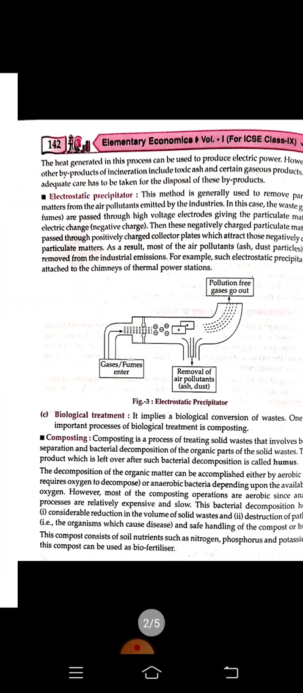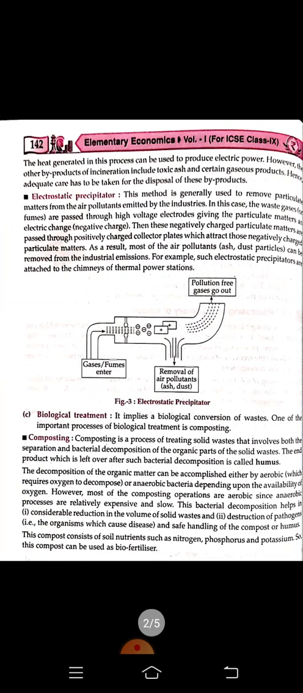Next we are having the electrostatic precipitator. This method is generally used to remove particulate matter from the air pollutants emitted by the industries. In this case, the waste gases are passed through high voltage electrodes, giving the particulate matter an electric charge, that is a negative charge.